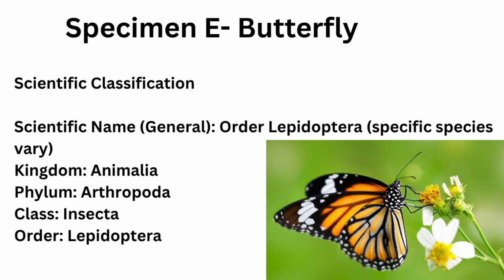So let's look at the scientific classification. The scientific name is Lepidoptera. Now, it doesn't really have a particular scientific name because they didn't specify the species of butterfly. We have a lot of species of butterfly. So just know that butterfly is under order Lepidoptera. So it is a Lepidopteran. Okay. Now, kingdom Animalia, phylum Arthropoda, class Insecta. So this particular specimen is related to specimen A, which is housefly.